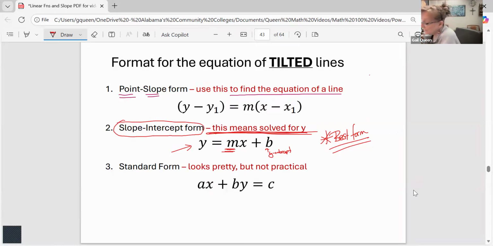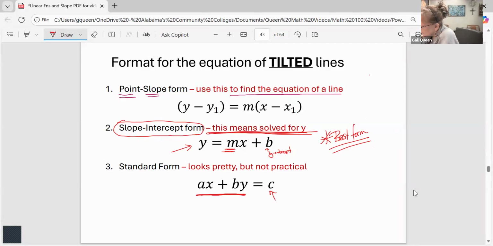Okay, the last format is called standard form. To put an equation in standard form, we're going to put all of the x and y stuff on the left side of the equation, and the constant number with no x or y goes on the right. So x and y are on the same side, all of the variable stuff is on one side, and the number is on the other. And so this is a nice, pretty format.